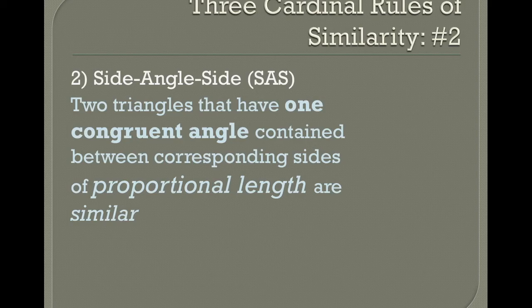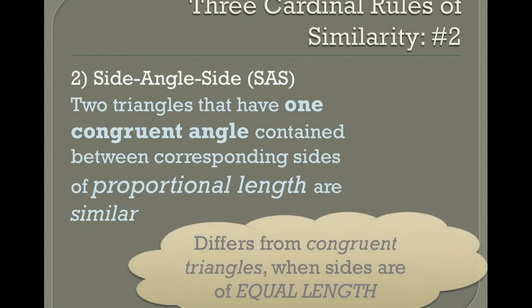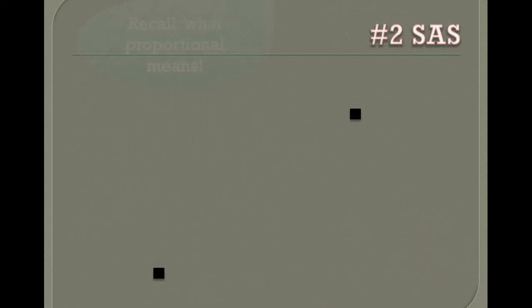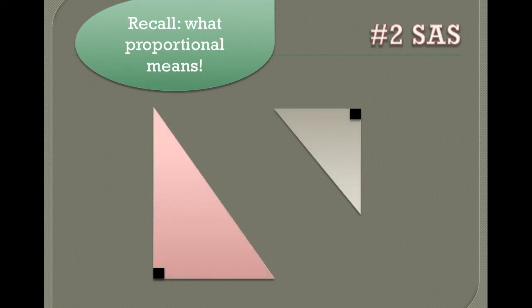Our second rule of similarity is exactly like the rule that we had in congruency, only a little bit different. Side angle side. When two triangles that have one congruent angle, so the angle has to be the same, contained between corresponding sides that are proportional in length, are similar. So angles need to be exactly the same, but the sides that are beside this angle are just proportional, not the same. It differs from congruent triangles when the sides are of equal length. You need to recall what proportional means.